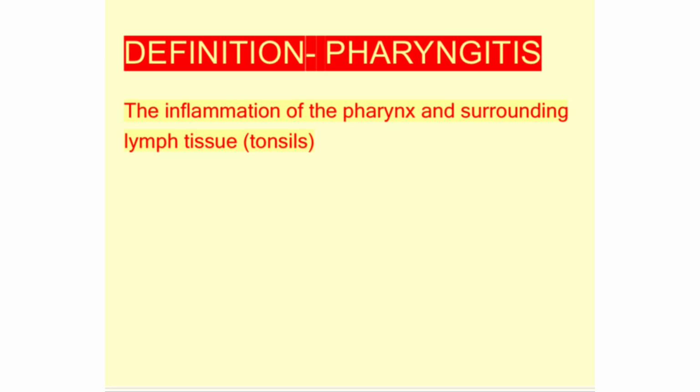Next is the definition of pharyngitis. How do you define pharyngitis? It's an inflammation of the pharynx and the surrounding lymph tissue, which is the tonsils. For the nursing students, the pharynx is the tube which connects the respiratory tract to the larynx, and also the GI tract to the esophagus. So there will be inflammation of the pharynx and also inflammation of the tonsils.